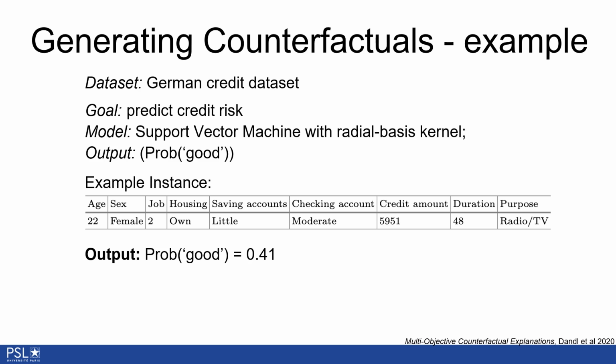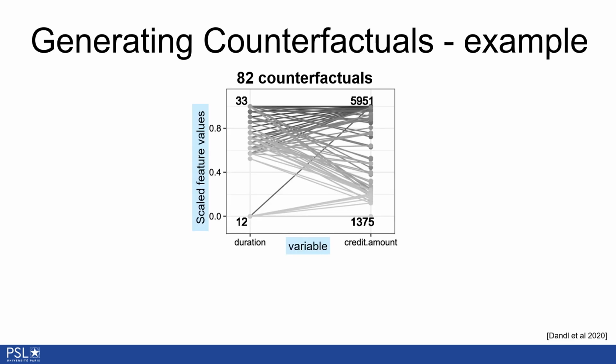Of course, ideally, the desired outcome for the applicant is that the credit is granted. So Dandl and colleagues used their algorithm to generate counterfactuals for a desired outcome, which was that the probability of good credit was larger than 1/2. They generated 82 counterfactuals, summarized in this figure.